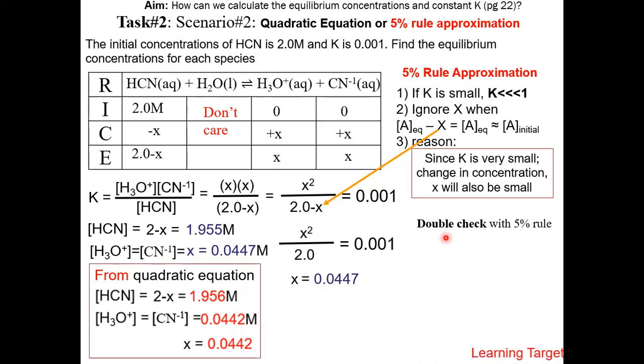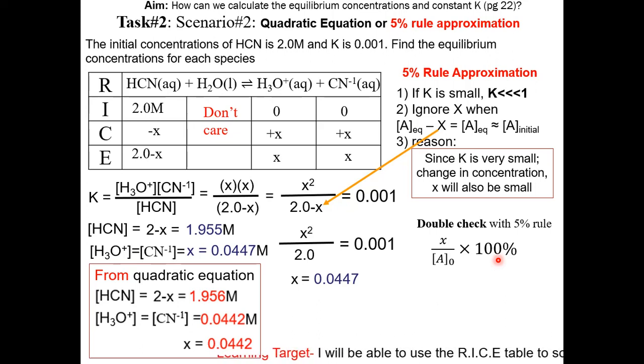To double check if we can use the 5% rule approximation, we have to check if the error is less than 5%. To do that, we're going to use this equation, x over the initial concentration times 100%. If that is less than 5%, we can use this approximation. If that is greater than 5%, we cannot use this approximation, and we have to use the quadratic equation.